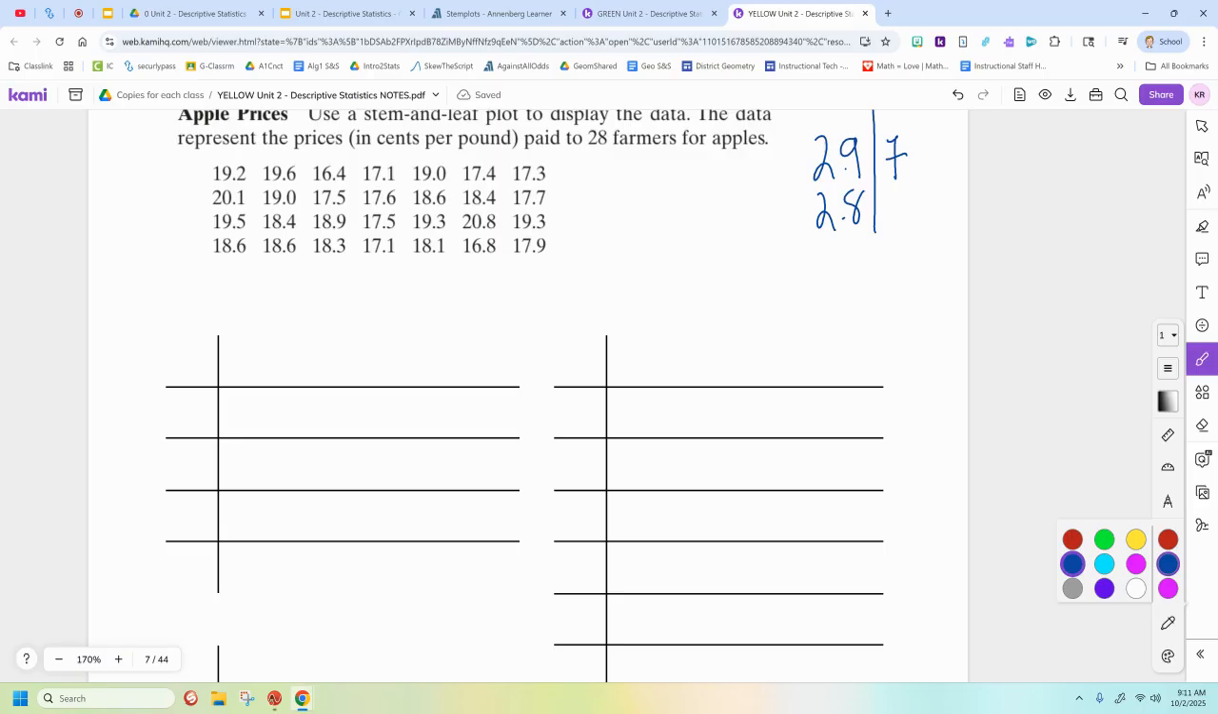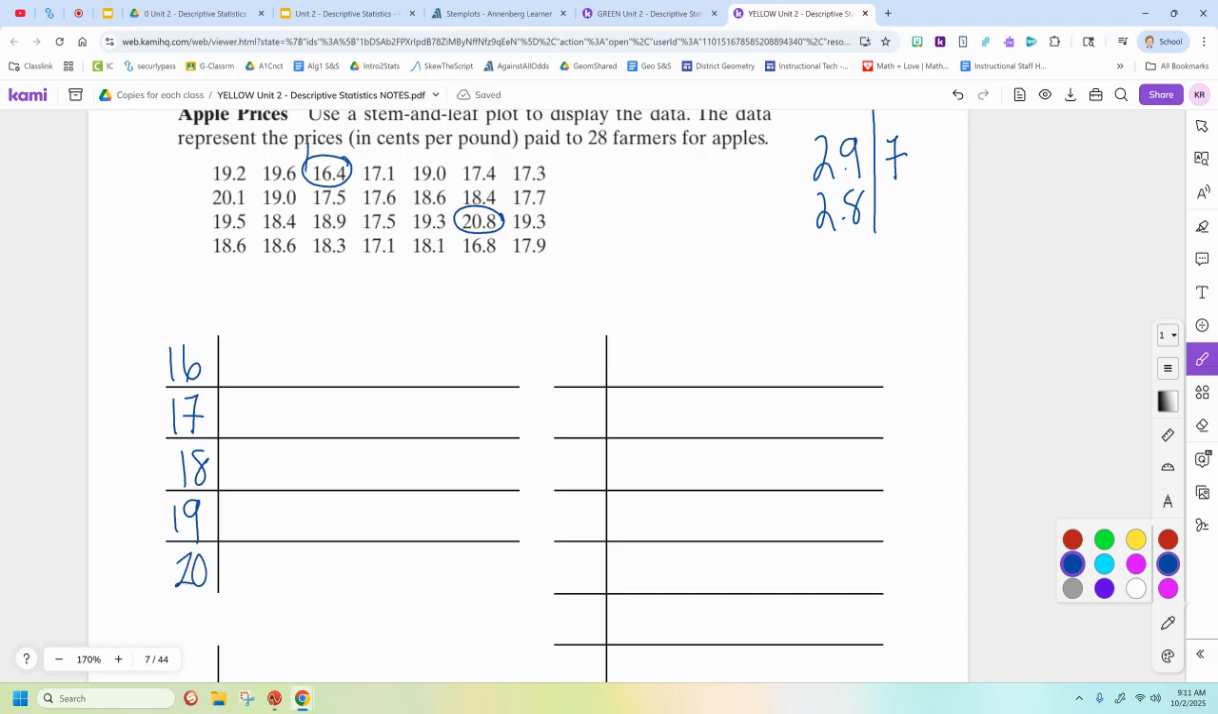Okay, so we have 16.4. Good. And then what's our maximum? See a 19.6. Oh, there's a 20.8. Anything higher than that? Nope. Okay. So that means we need 16, 17, 18, 19, and 20.